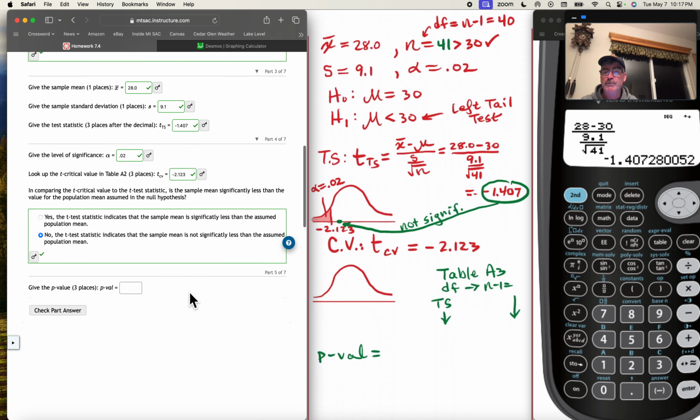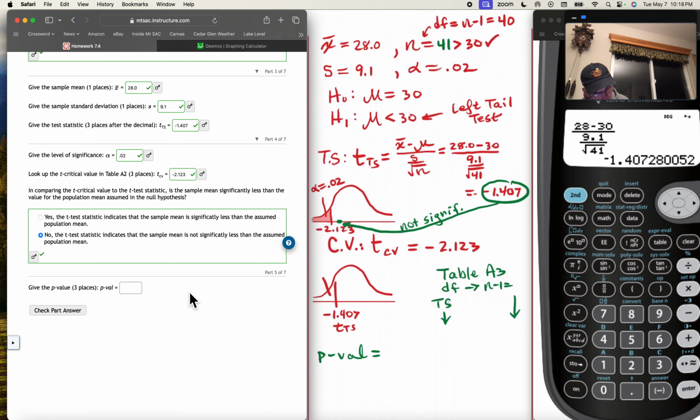Now the p-value. Okay, so the p-value is going to start at our test statistic. So real quick, let's just sketch that in here. It's going to be a big p-value, so we got a big area here. And this is your test statistic, negative 1.407. So again, that's your t test statistic there. And just going to get that p-value.